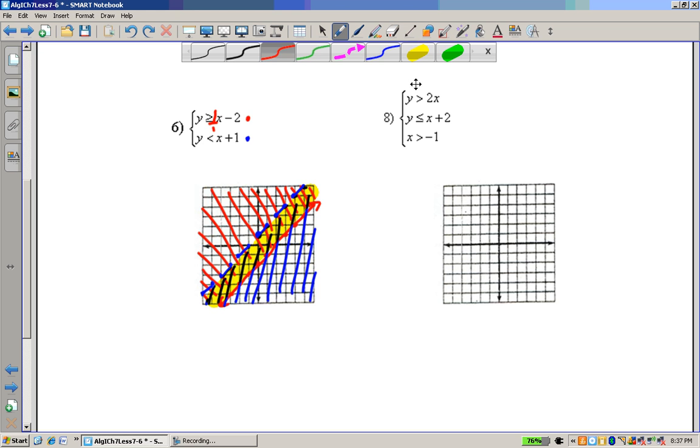Now we're going to add a third color. We're going to have red, blue, and green. And all we're going to be looking for is where it has all 3 colors at the same time. So if you add another linear inequality here, all you're going to be looking for is where it's shaded 3 different times instead of just 2.